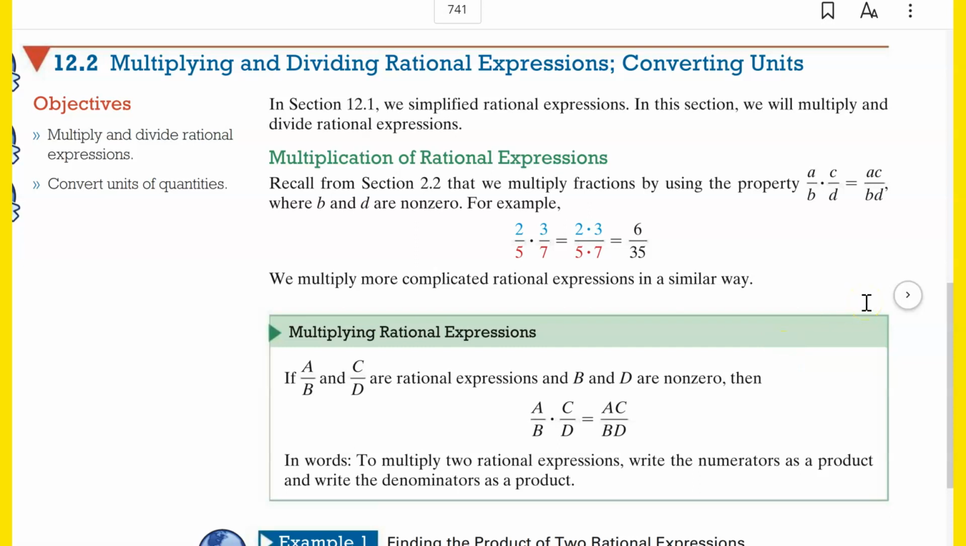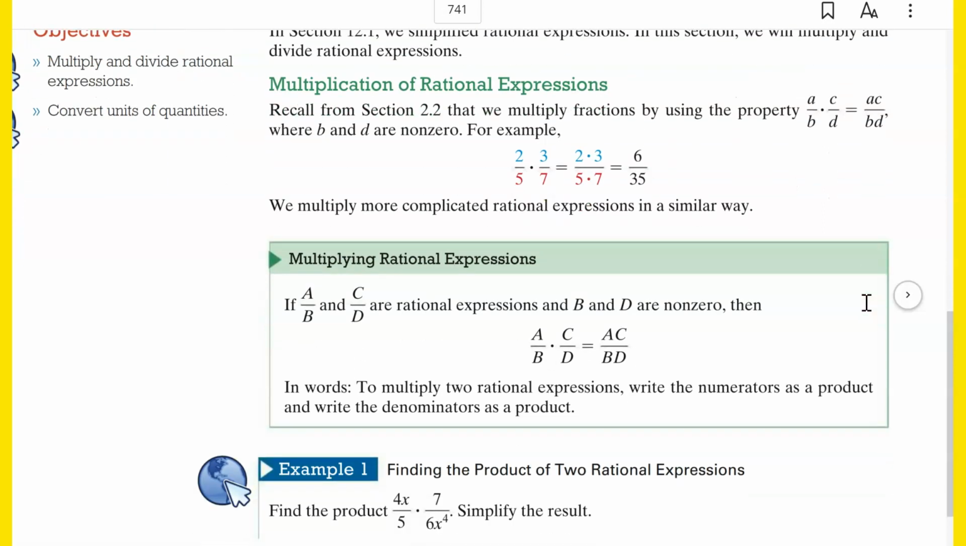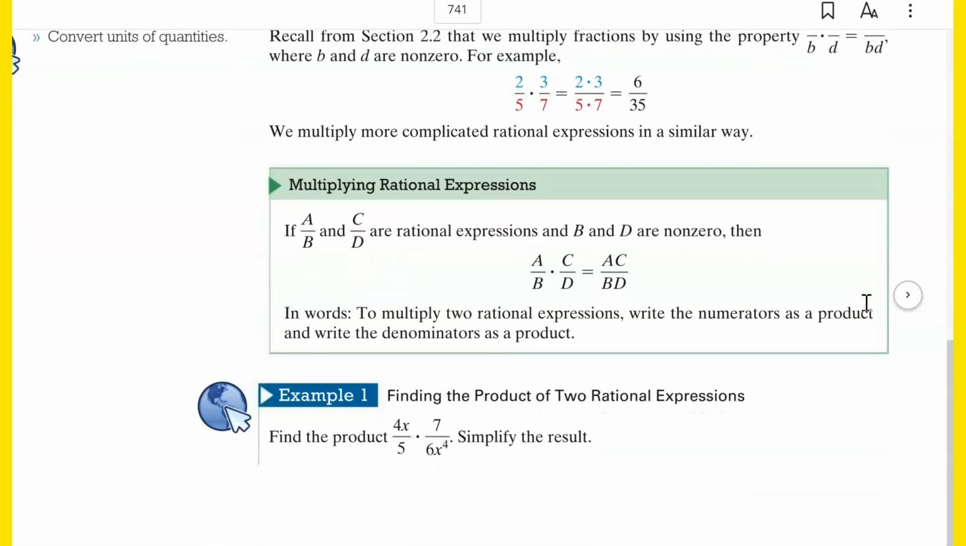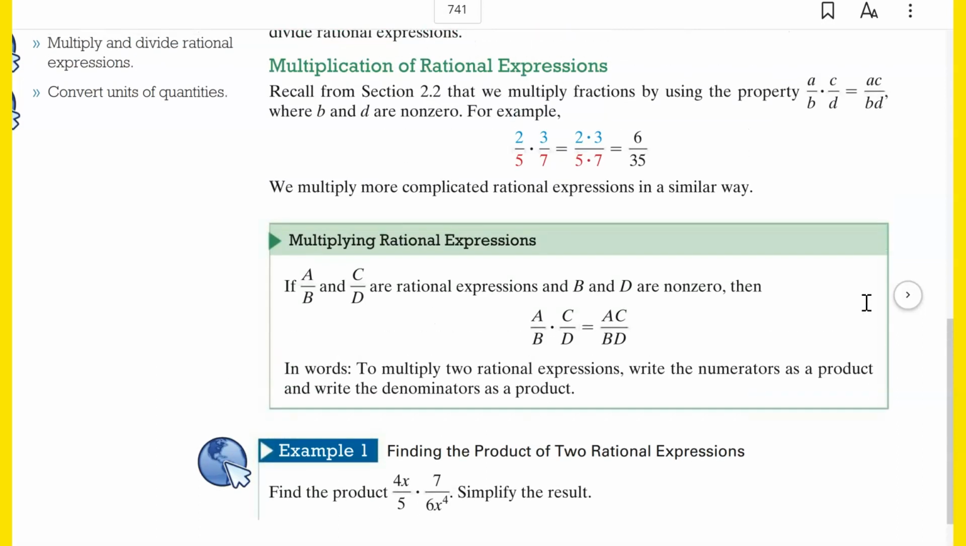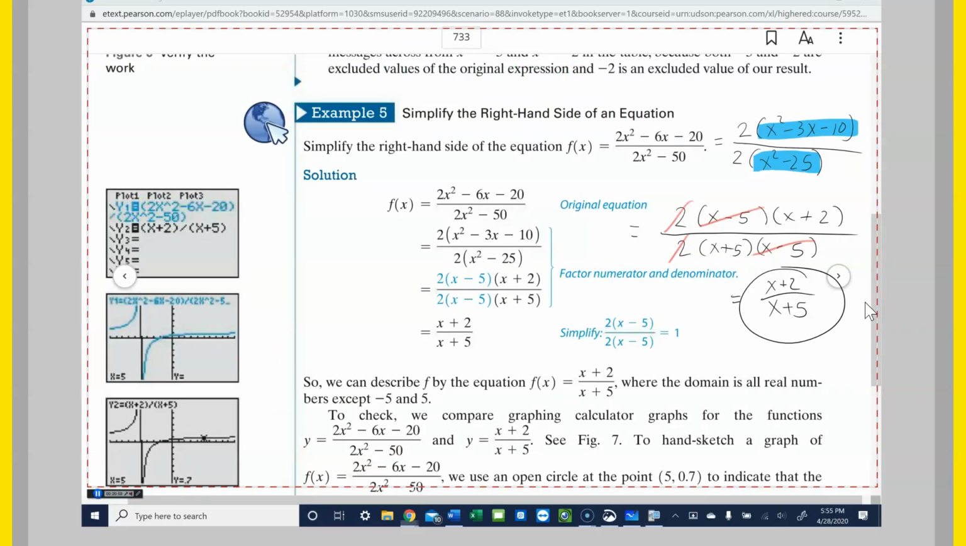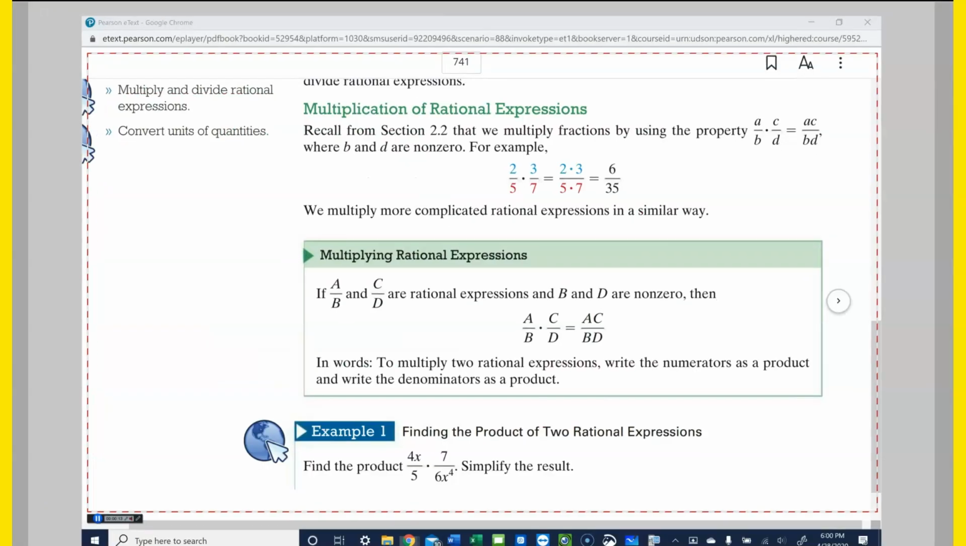Okay, in 12.2 we're going to cover multiplying and dividing these rational expressions. How to multiply and divide these rational expressions. All right, let's look first and remember just our elementary and middle school skills. How do you multiply fractions in general?